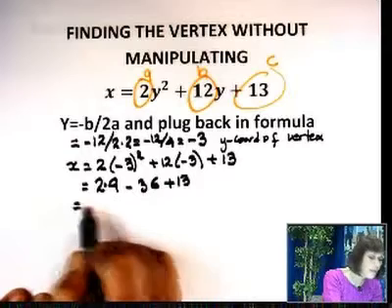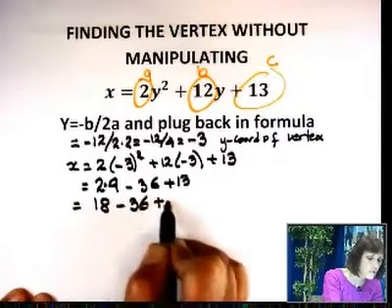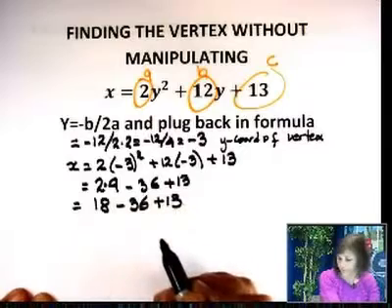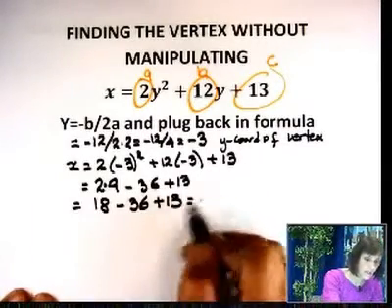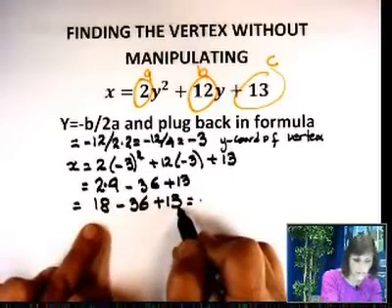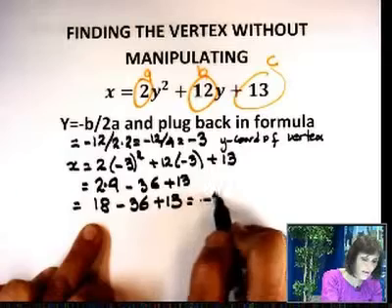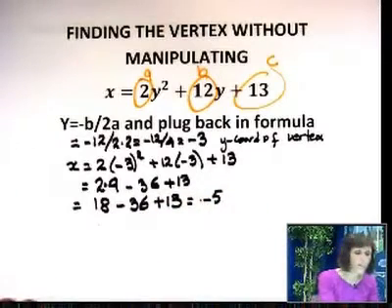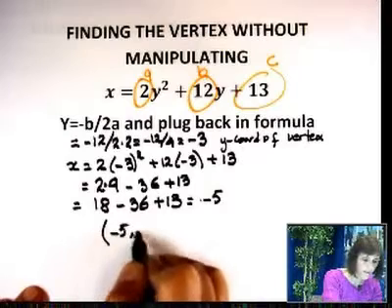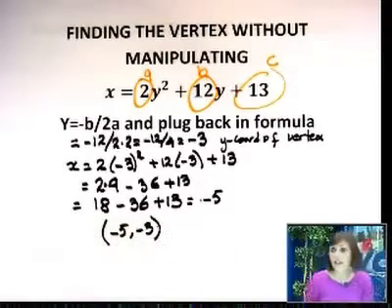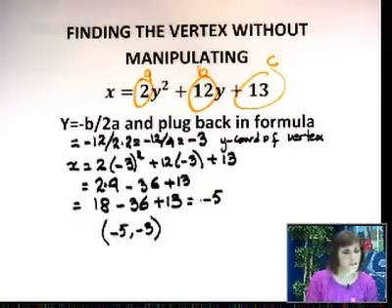So I have 18 minus 36 plus 13. And that is going to give me 18 plus 13 minus 36. That's going to give me negative 5. All right, where's my vertex? My vertex is at negative 5, comma, negative 3. That's the same answer as we got before, but the procedure is different.